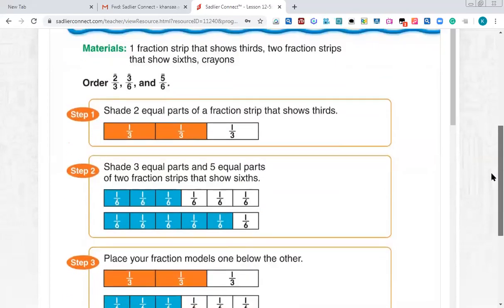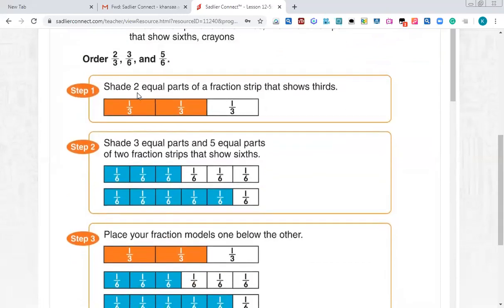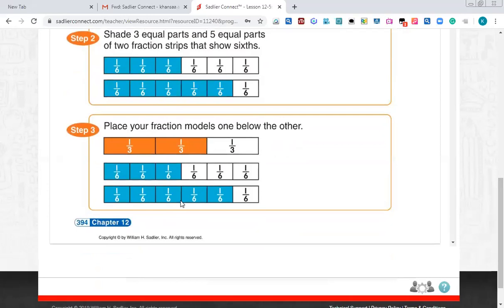So look here. First one, 2 out of 3. So we have to draw a strip and divide it into 3 equal parts, okay? 2 out of 3, so we have to shade or color 2. Second one, 3 out of 6, and the third, 5 out of 6. Here I have 6 in the denominator and here also we have 6. So we have to draw 2 fraction strips and divide them into 6 equal parts. In the first one we color 3 and in the second one we color 5. Then we have to compare, okay?